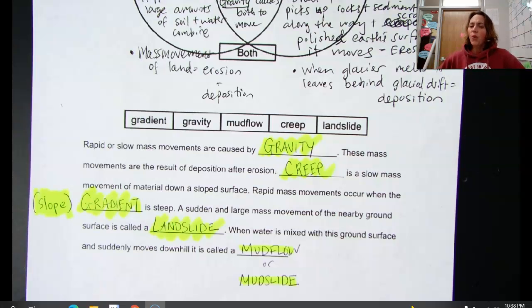Okay, so what do all those things have in common? They're a result of gravity. Some move fast, some move slow. Okay, all right, so that's it for this document.